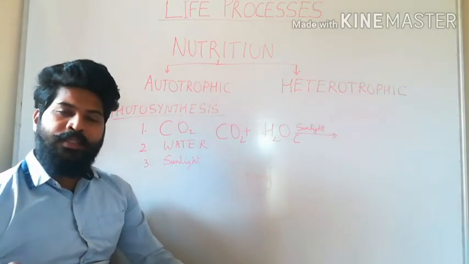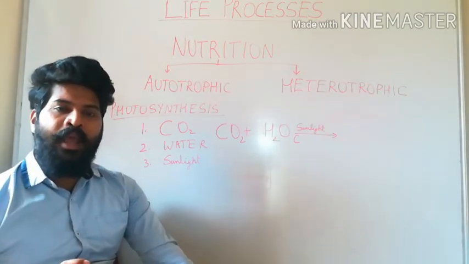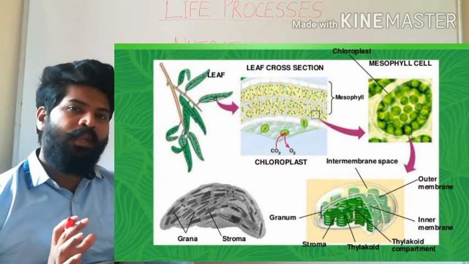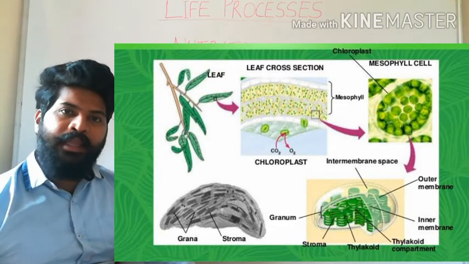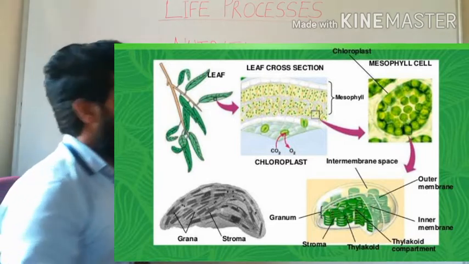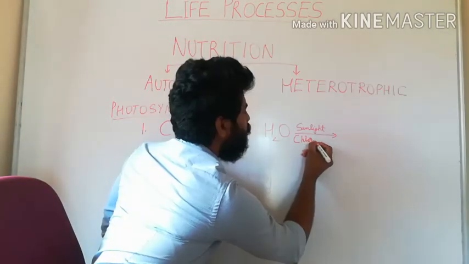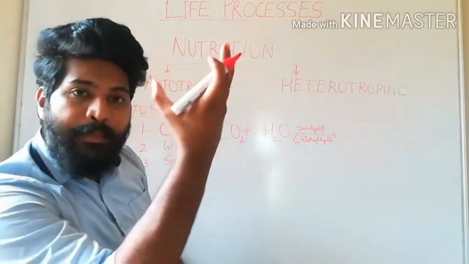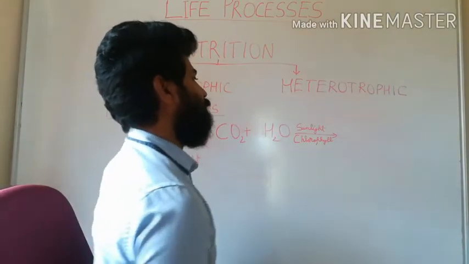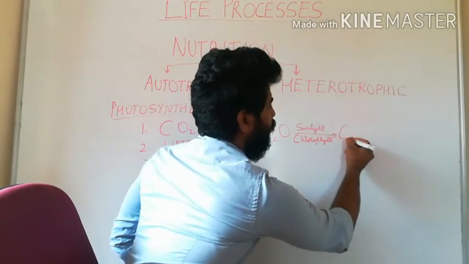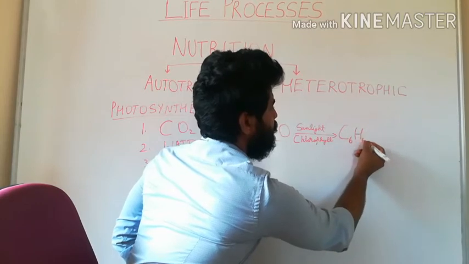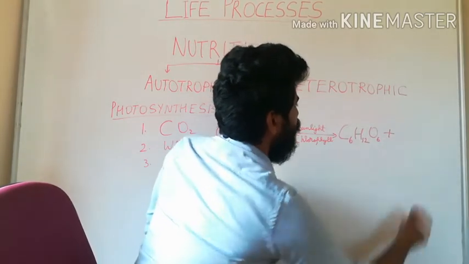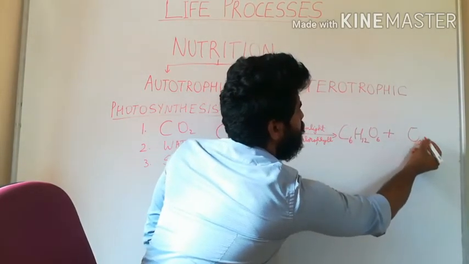In the leaves, inside the cells, they have specialized organelles called chloroplasts. They contain the pigment called chlorophyll. This pigment chlorophyll is responsible for the green color of the plants, and this helps in absorbing the sunlight. Ultimately, the product is glucose, C6H12O6, and in the process, oxygen is released.